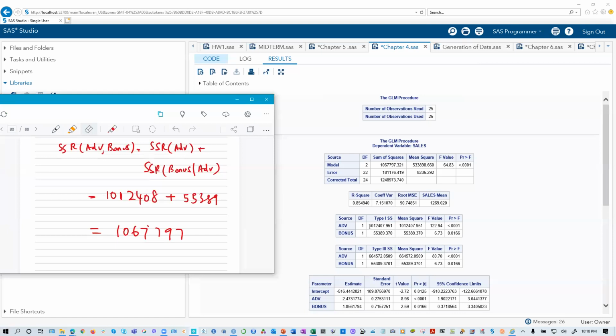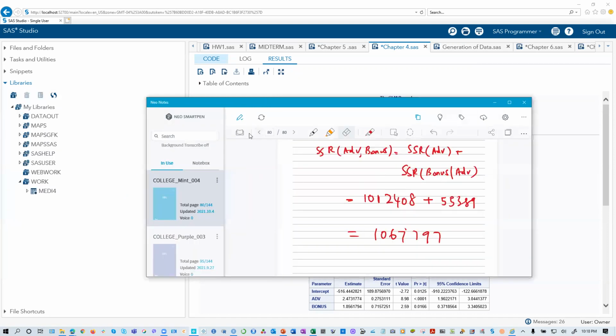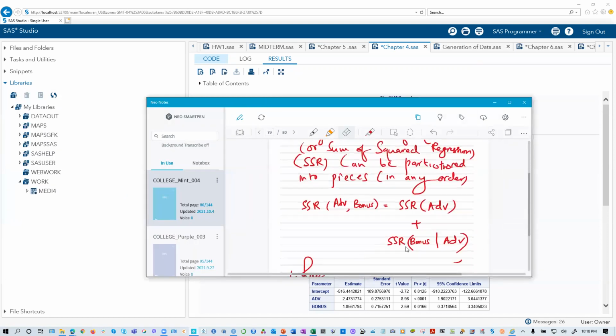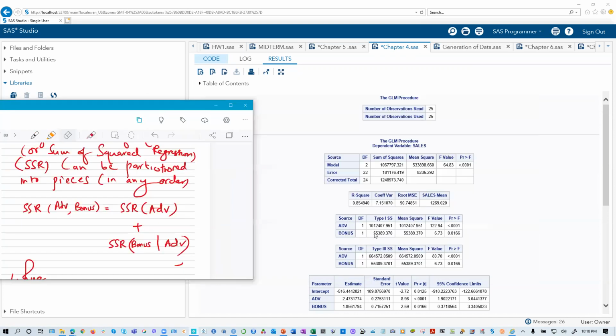This means not simple advertising only. This means not the bonus. You have to write it as bonus given advertising. If you add those two, they add to this one. That's called type 1. They can add. Type 3 is not like that. Type 3 works a different way.